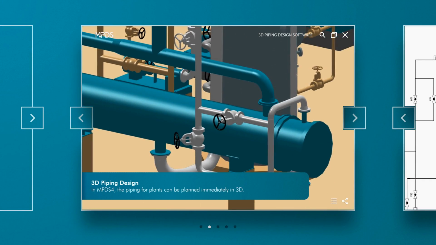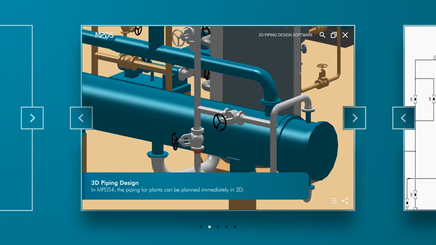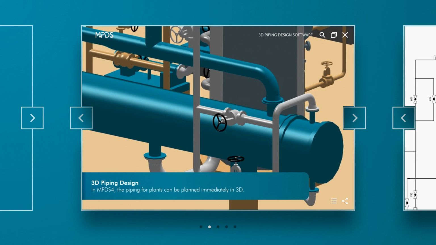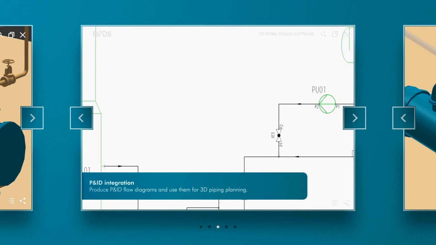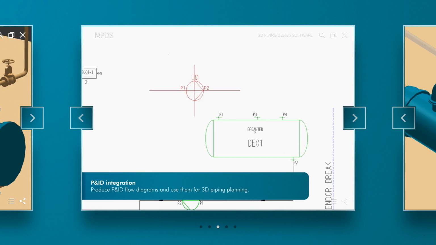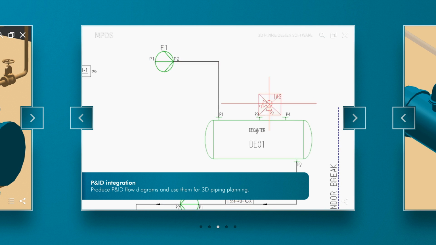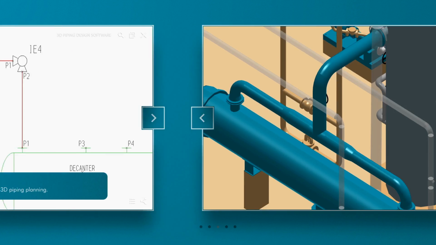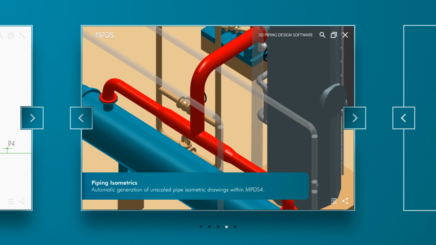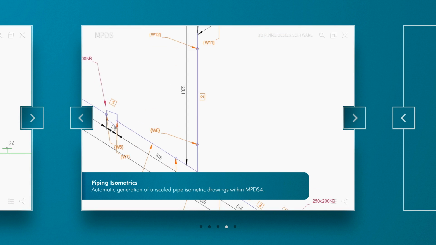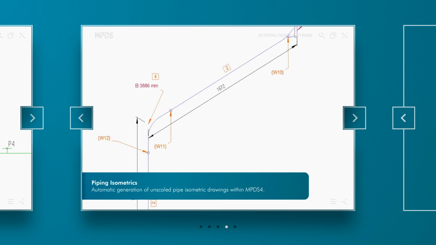MPDS4, with its extensive piping catalog and design specifications, allows for quick pipe routing directly in 3D. Create process and instrumentation diagrams from the included component libraries. MPDS4 automatically generates piping isometrics from the 3D design, ready for production.